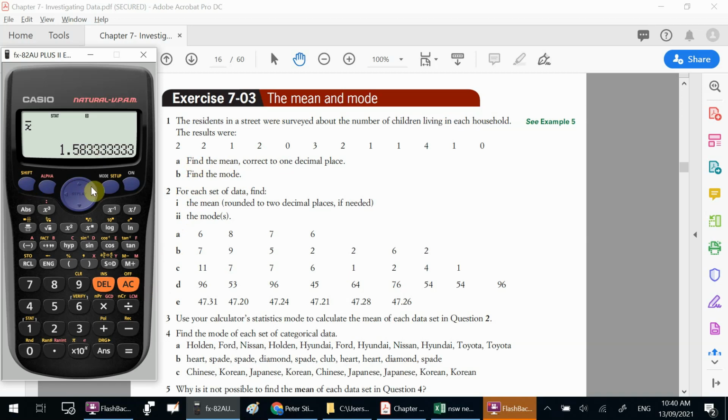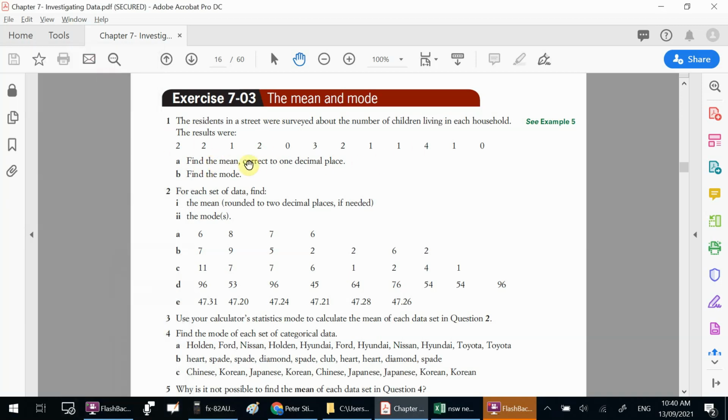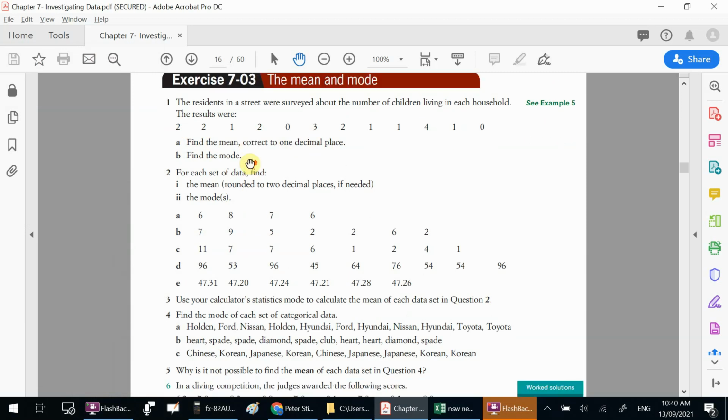Now, to go back to normal calculating or to clear out the data, just click on mode and 1 for comp. And then when you want to do the calculating again, you go mode and 2 and 1, and then put in each score followed by equals. So that's using the calculator to get the mean. And so that's question 1 we've basically done. Question 2 is one of the first questions you'll do, finding the mean and the modes.